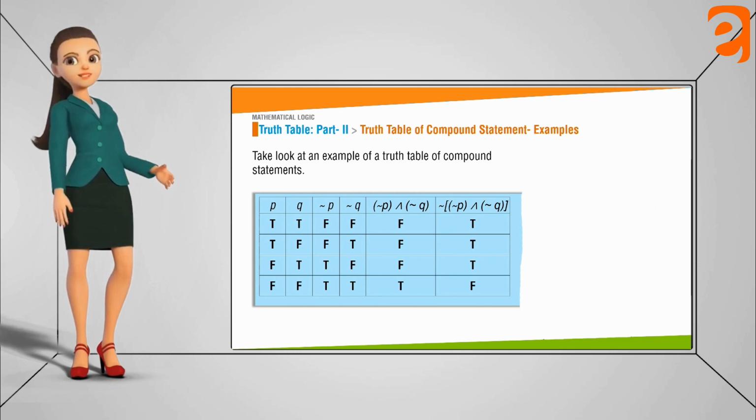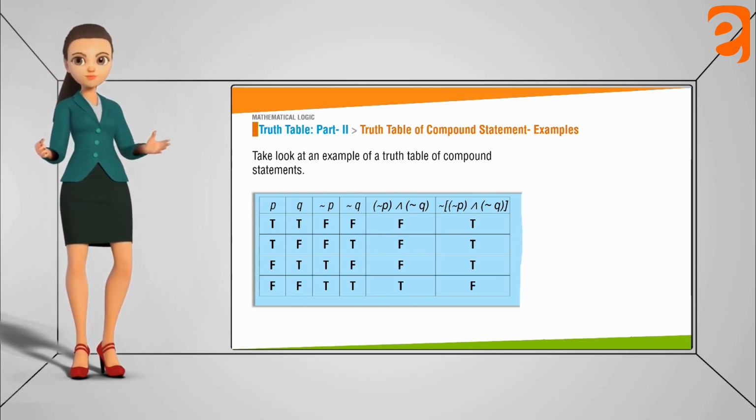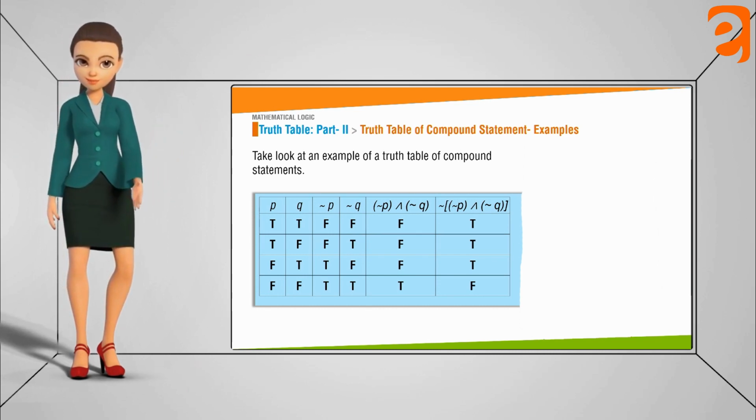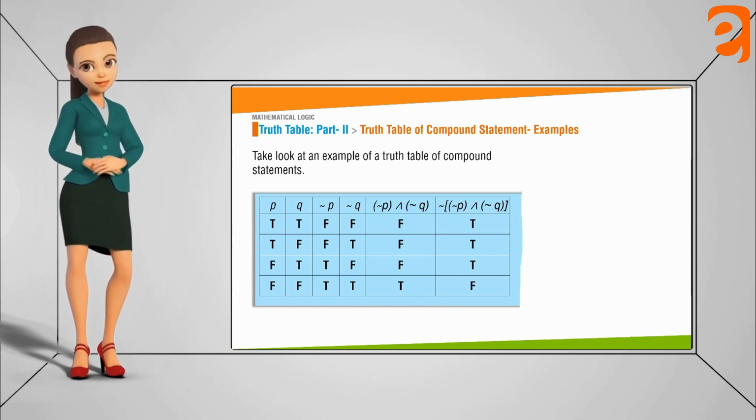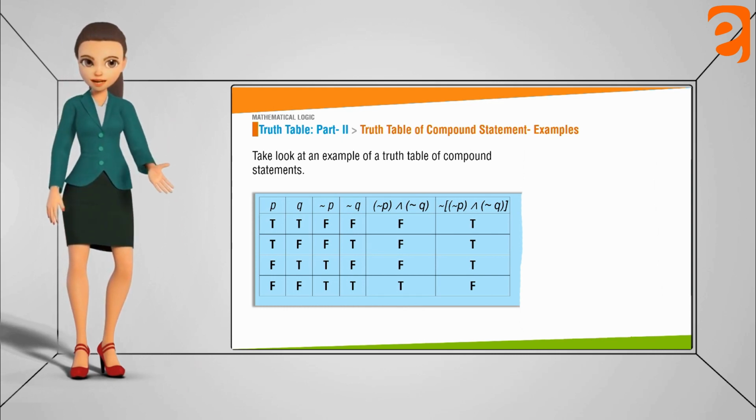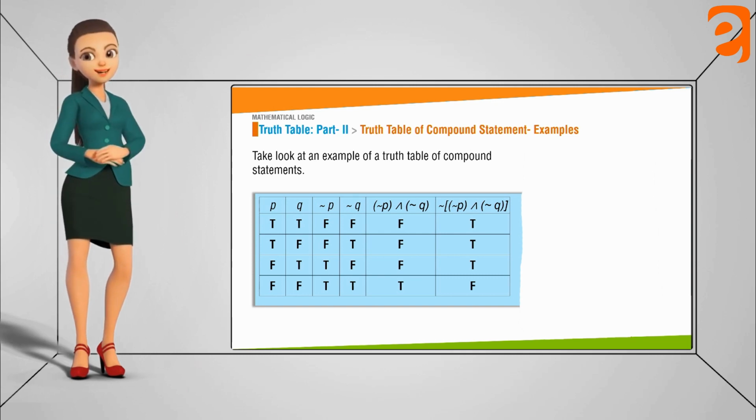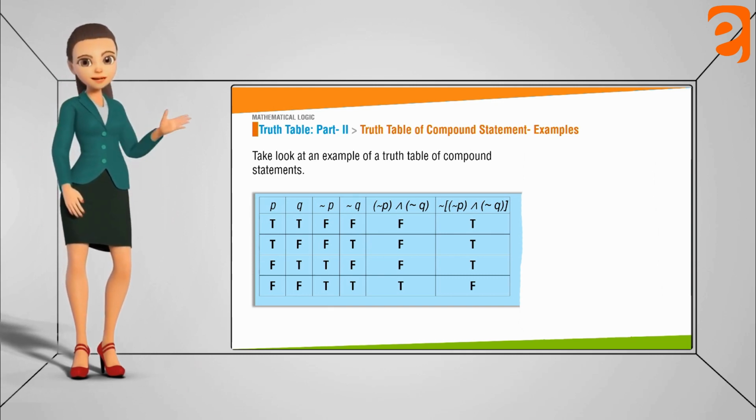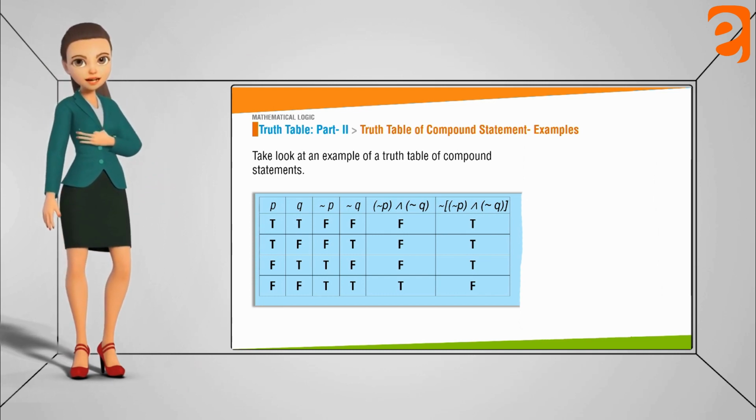Suppose you have two statements, P and Q, and their truth values are T, T, F, F for P and T, F, T, F for Q. So by using the earlier knowledge, we know that if the truth value of P is T, then for the negation of P, it is false. So for minus P, it is F, F, T, T, because the original values are T, T, F, F. Similarly for the case of Q also, minus Q is F, T, F, T.